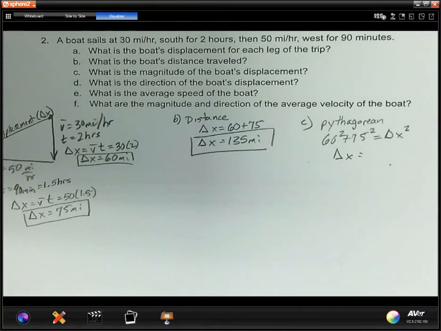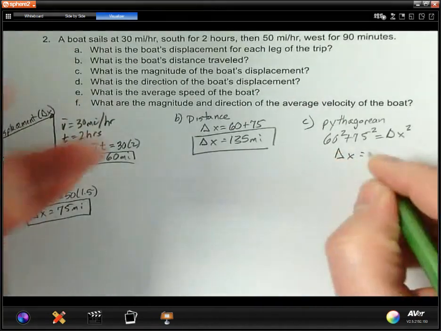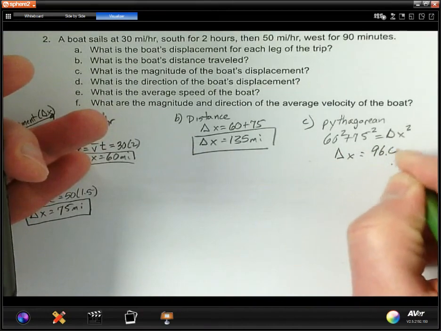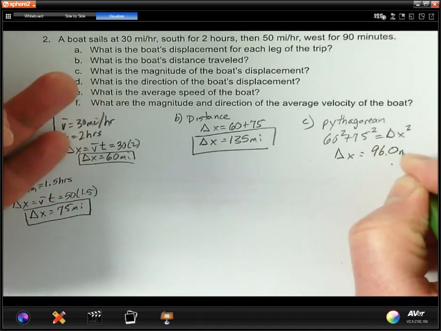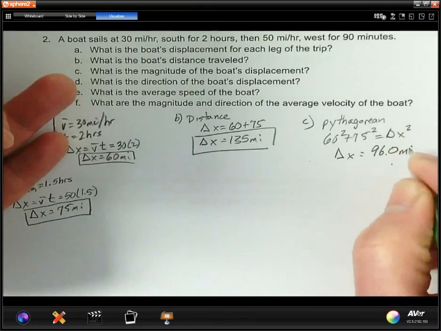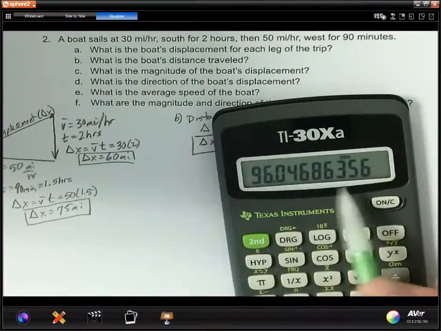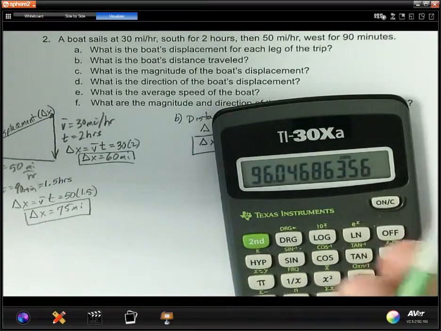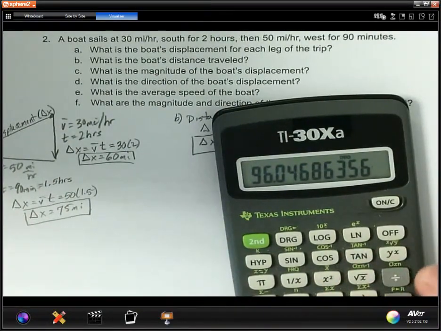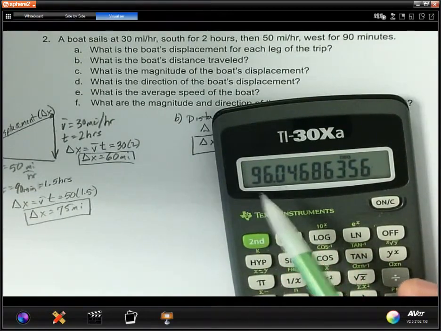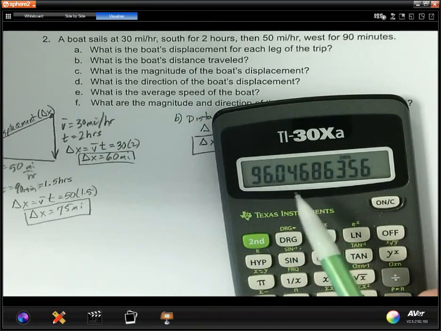So 60 squared plus 75 squared equals, take the square root, and I get 96.0 miles. Okay, now if you take a look at what I have in my calculator here, I got 96.0468, all that. We don't have to worry about significant figures in physics. Okay, they don't care about it as much as they did in chemistry. So if I wrote 96, it'd be okay. If I wrote 96.05, that would be okay. If I write out all this stuff, that's okay too.